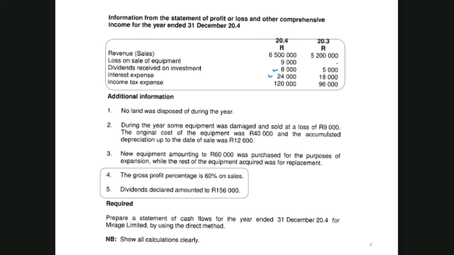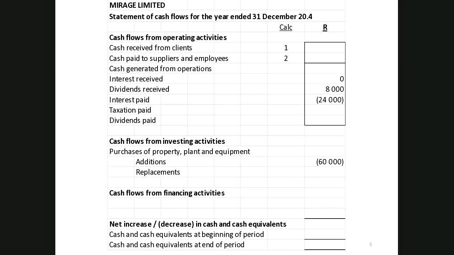Something else I haven't read to you, but is also here, this point is about land, this point is about equipment, and I can see some equipment was sold, and this point is telling me that new equipment of 60,000 was purchased for the purposes of expansion. So I've got that information. There's no reason why I shouldn't use it immediately in my question. Purchases of property, plant, and equipment goes under cash flows from investing activities, and I've written there additions. These are the additions for expansion purposes, 60,000 Rand.